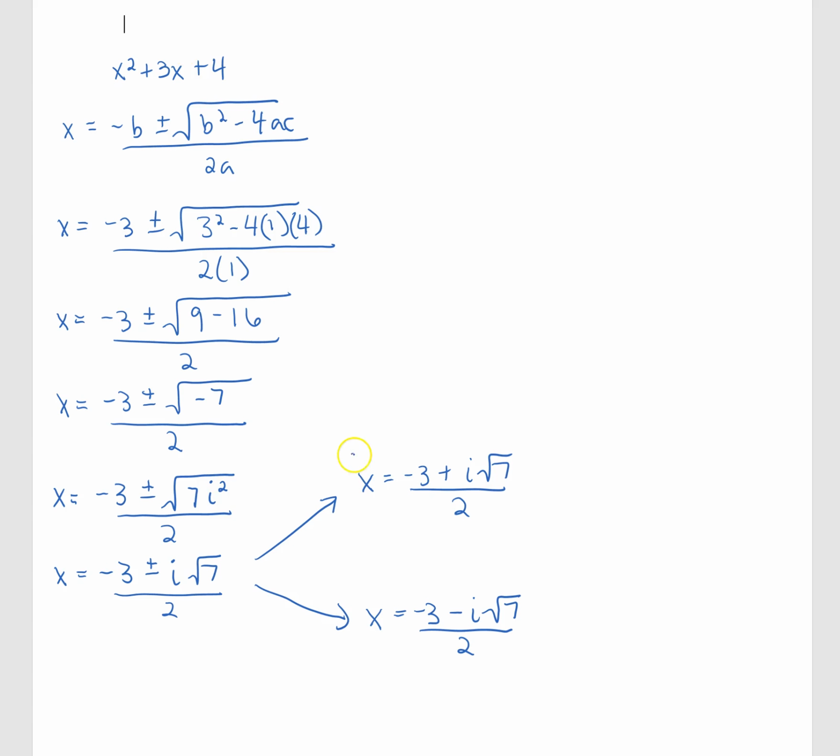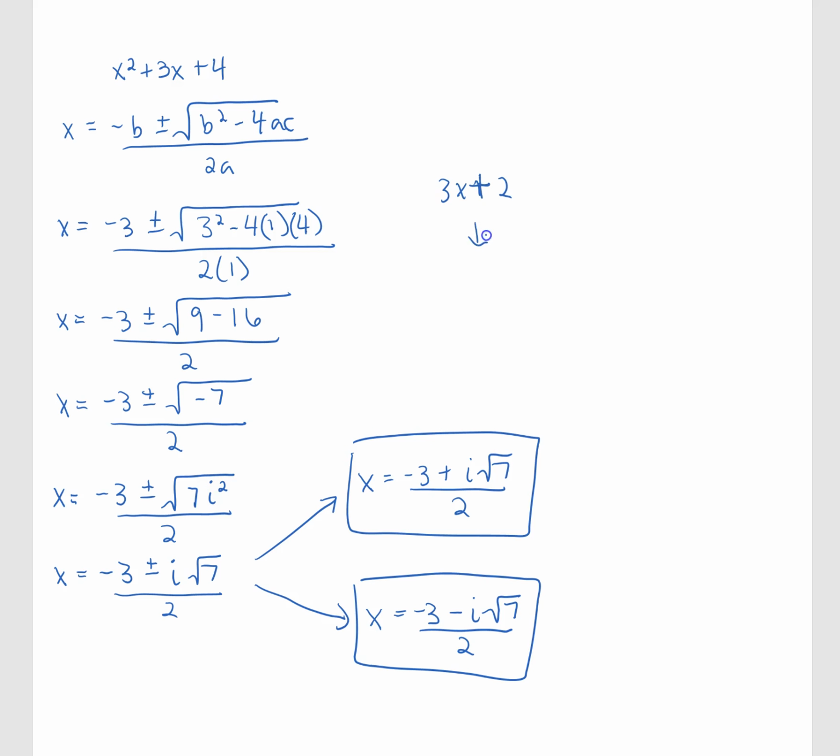But if we remember that we also had what we factored out, which was 3x plus 2. So if this term is equal to 0, we do get a real answer, and this gives us that x is equal to negative 2 over 3. So those three are our solutions for this last equation in question 4.